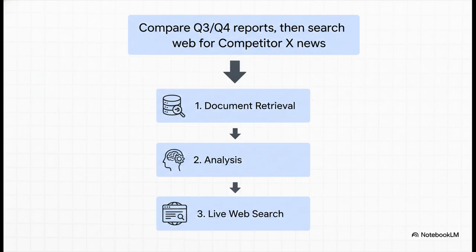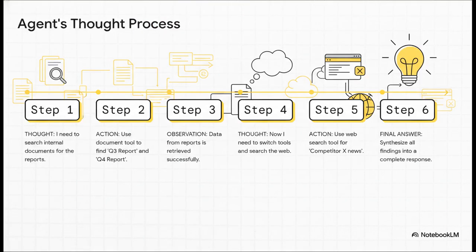First, the agent needs to use its document search tool with our fancy parent document retriever. Then it has to analyze the results. Then it has to switch to a totally different tool to search the live web. A naive agent built on that simple happy path code, it would absolutely crash and burn trying to do this. And this is so cool.